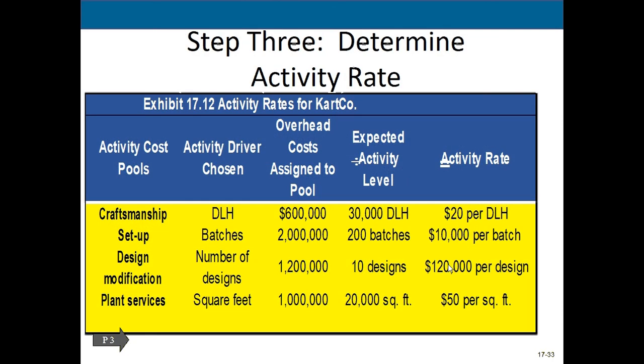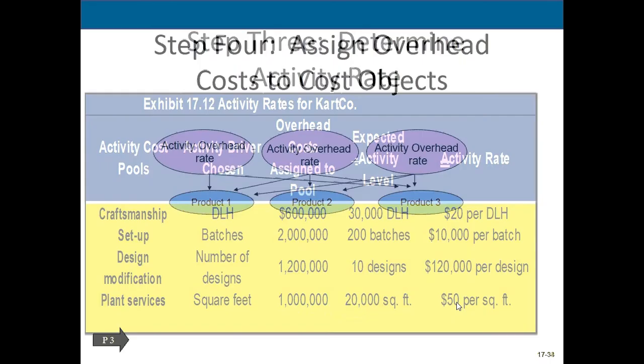So here's what it looks like. Craftsmanship, we apply out all of the rates. Craftsmanship is going to be $20 per direct labor hour. Setup's going to be $10,000 per batch. Design modification, we're going to assign overhead at $120,000 per design. Engineers make some money, right? Maybe I'm in the wrong line of business. And then plant service is going to be $50 per square foot.